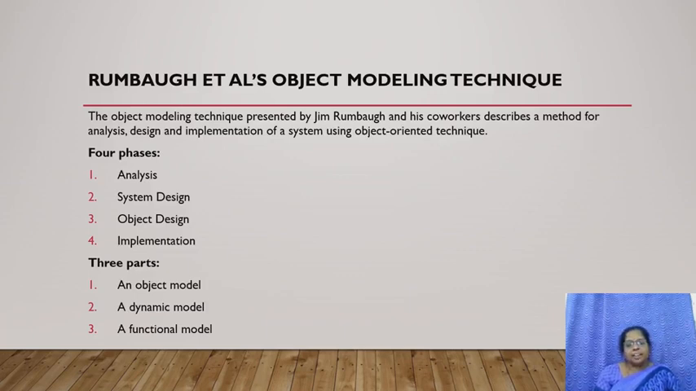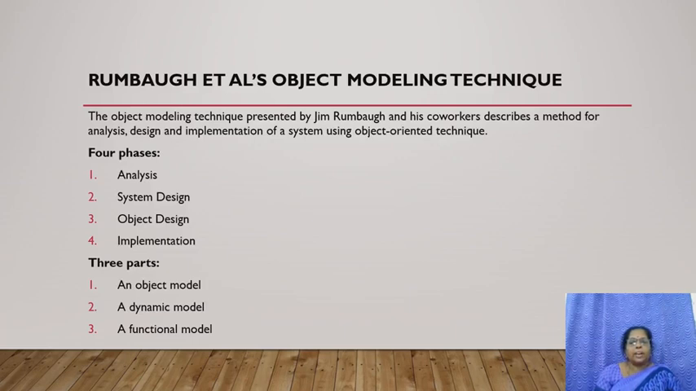Analysis: the result is objects and the dynamic and functional models. System design: the result is the structure of a basic architecture of the system along with high level strategy decisions. Object design: this phase produces a design document consisting of detailed objects, static, dynamic, and functional models. And the next one, implementation: this activity produces reusable, extendable, and robust code.